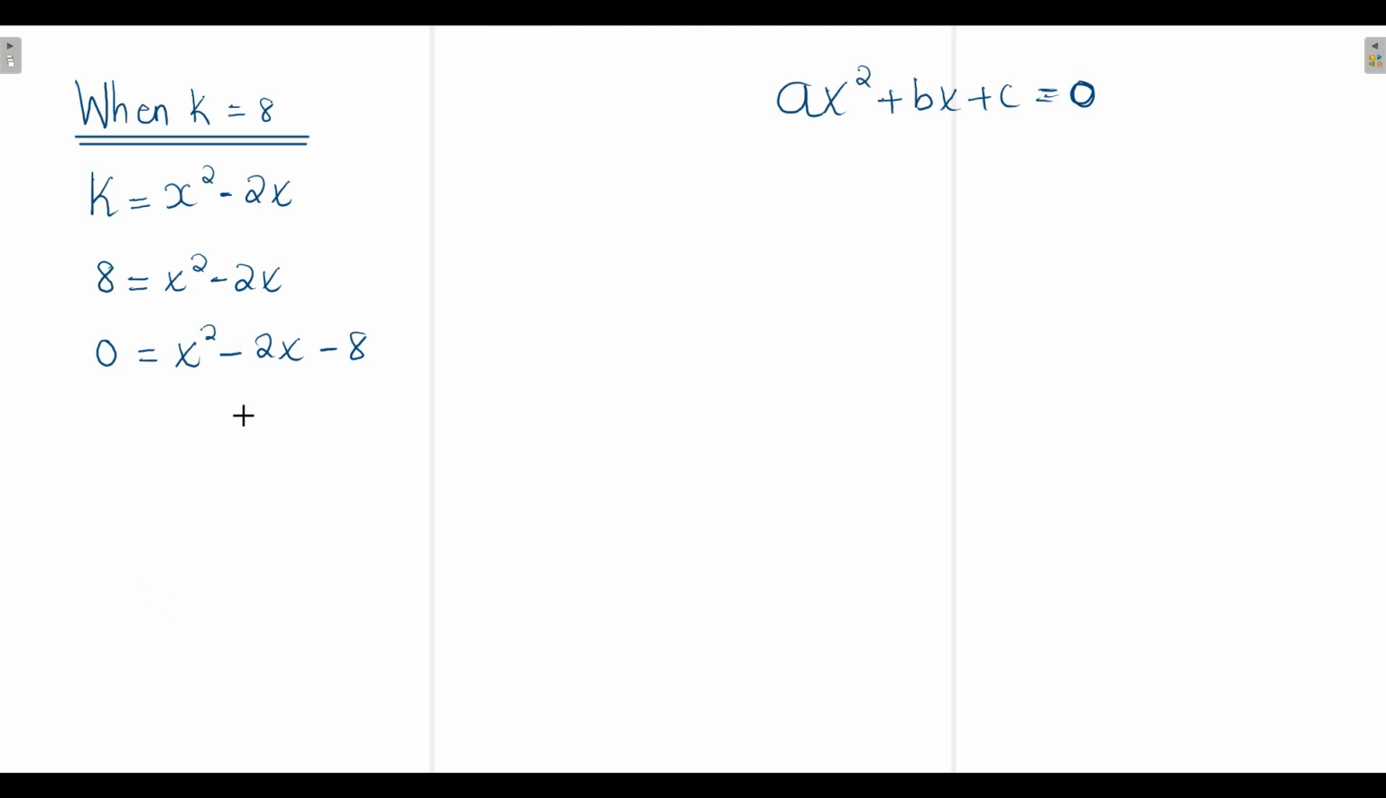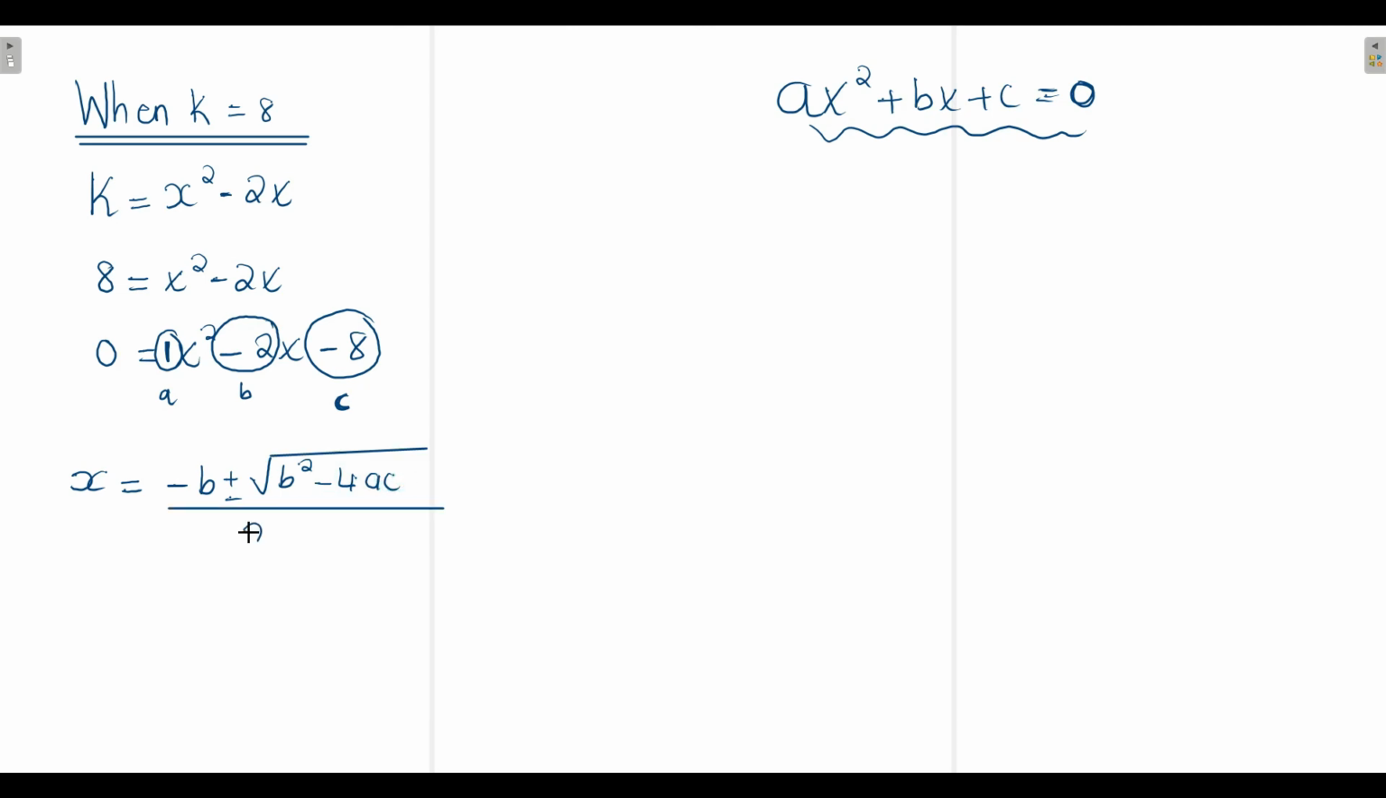Now we see that our equation is in this form. Here, what is our a? We can see that our a is equal to 1. What is our b? Our b is equal to negative 2. What is our c? Our c, for constant, is equal to negative 8. Now we can substitute this into our quadratic formula. So x is equal to minus b plus or minus square root of b squared minus 4ac, all over 2a.